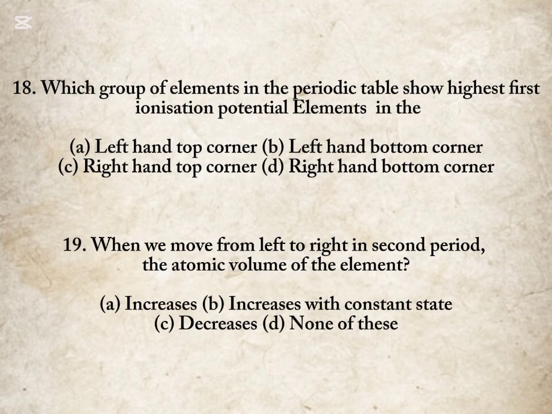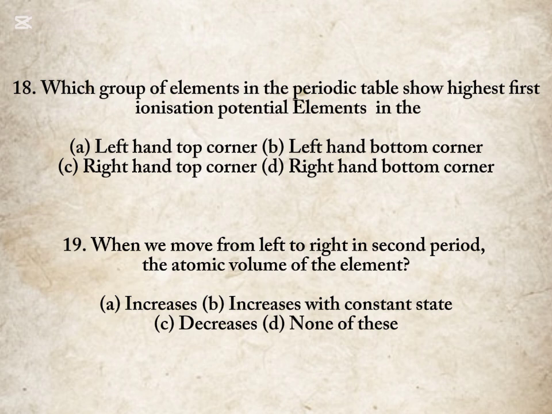18. Which group of elements in the periodic table show highest first ionization potential? In the A. Left-hand top corner. B. Left-hand bottom corner. C. Right-hand top corner. D. Right-hand bottom corner. The correct option is A. Left-hand top corner.